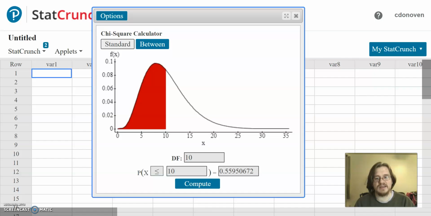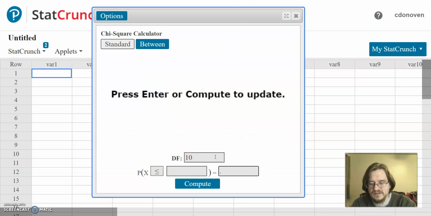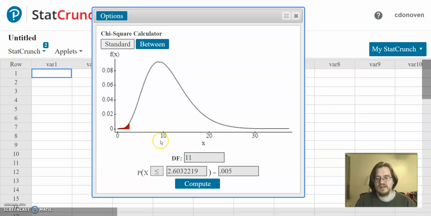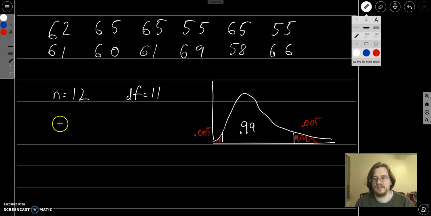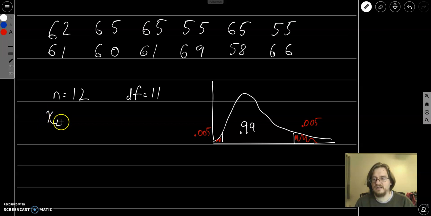So if I come back to StatCrunch, I want the area to the left to be equal to 0.005, as in 0.5%, and then the degrees of freedom should be 11. So we get 2.603 for our left critical value. 2.603, if I'm rounding to three decimal places.